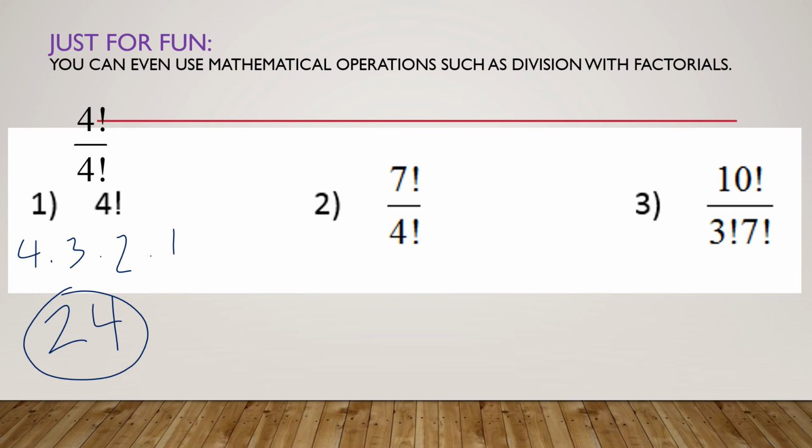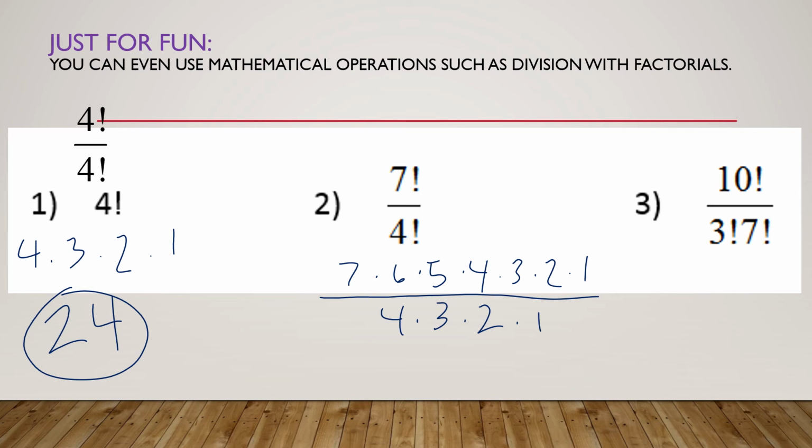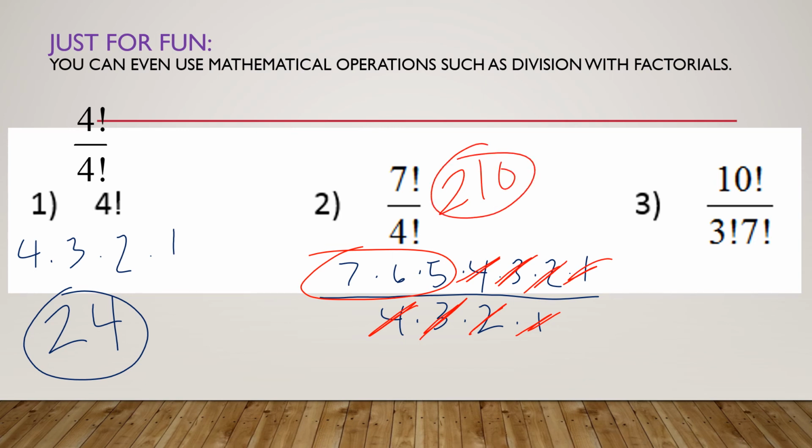If we have 7 factorial over 4 factorial, you want to think about it like this. I have 7 times 6 times 5 times 4 times 3 times 2 times 1, and I have 4 times 3 times 2 times 1. Think about fractions and what we've done in the past. I have a 4 on top and a 4 on the bottom. Those can cancel out, and so can the 3's, the 2's, and the 1's. I'm just working with 7 times 6 times 5 instead, and my answer there would be 210.